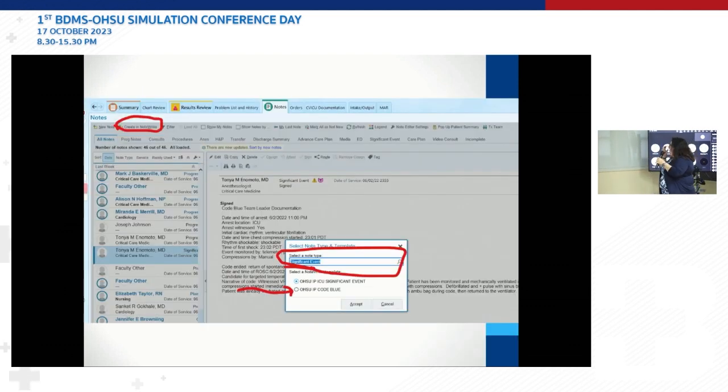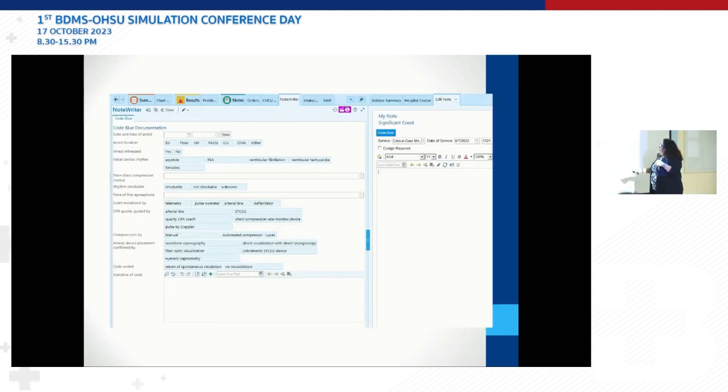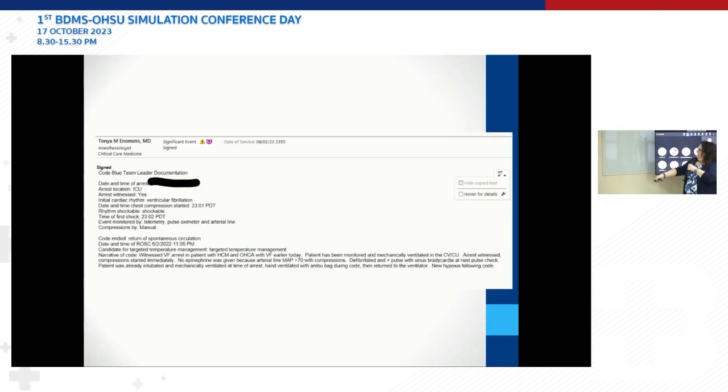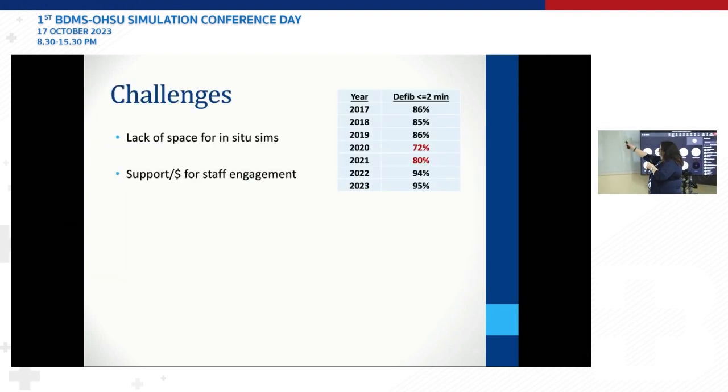Now we go forward, and this is what it looks like. It's a significant event note. You can see where was the location: emergency department, acute care, the OR, the ICU. Was it witnessed? Is it first rhythm asystole, PEA, VFib, VT, torsade? Shockable or non-shockable, right? By making this easy and clickless for our providers, you can actually keep track of this data as well. This is what the note looks like, but it's all searchable, so we can pull this data.